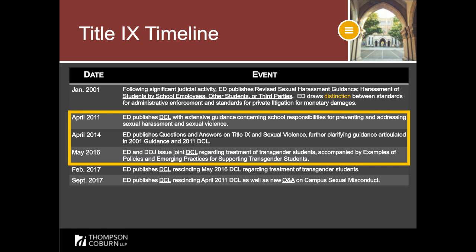So you see I've got a yellow box around those significant pieces of guidance that, as of today, have been rescinded, which essentially leaves us with what we got in 2001 and then some additional Q&A and a little bit of informal guidance that we got from the department in 2017 at the same time that they rescinded the guidance from the prior administration. Okay.